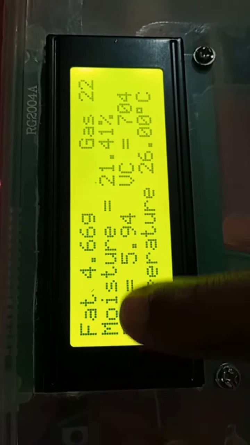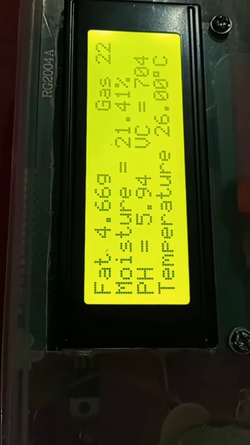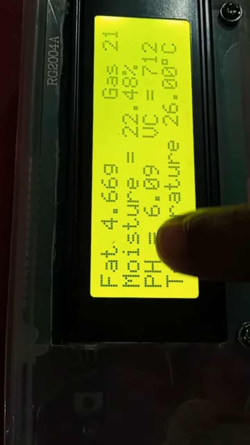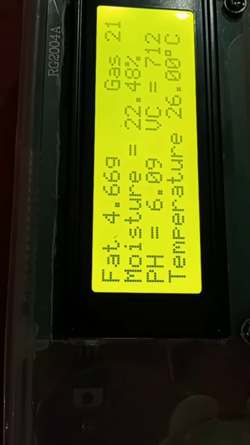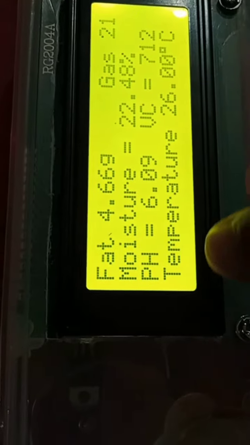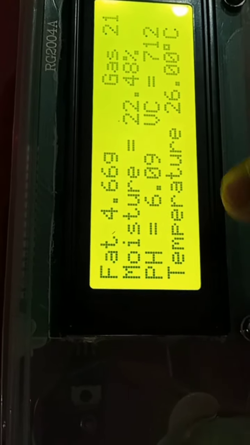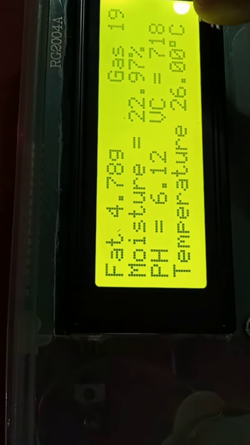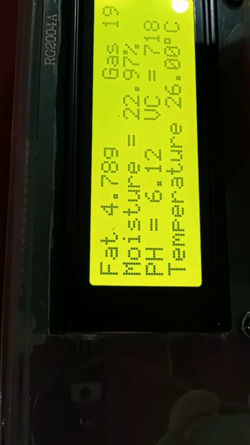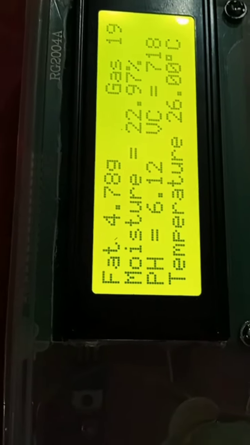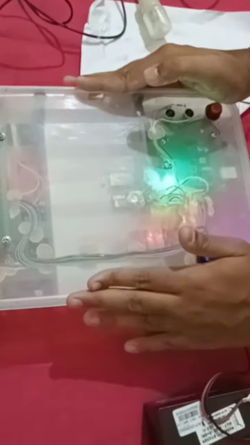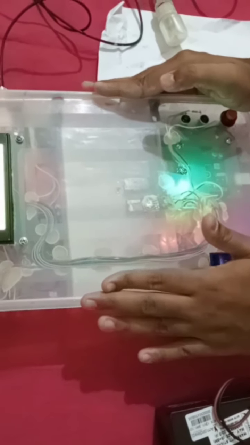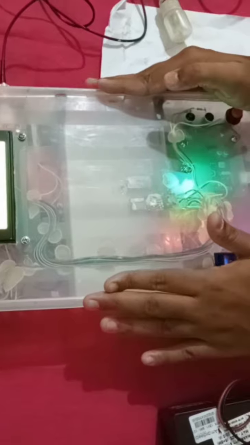Here the fat is 4.66, which is in the considerable range, and gas is also not exceeding the limit. As you can see, moisture, which should not exceed 80%, is proper here. pH, which should not exceed 7.5, is also good here. Viscosity is also good and considerable. Temperature, which should not be above 30, is good. So this is about the proposed system of adulteration detection in milk, which is named Measurement of Adulterants and Nutrients in Milk.